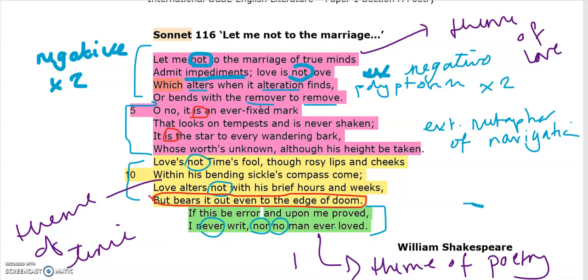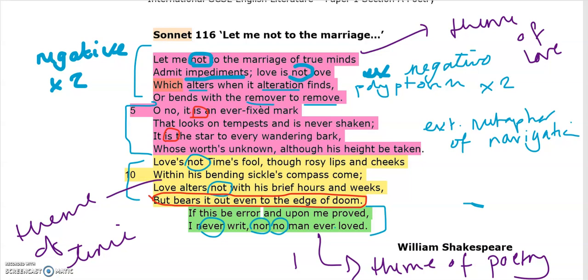So again, this is kind of on the topic of marriage. Love doesn't change over time. It doesn't change over a period of hours. It doesn't change over a period of weeks. Love should be faithful to the end. So this reminds us a little bit of the marriage vows, doesn't it? This kind of death do us part type marriage vow that's being echoed here.